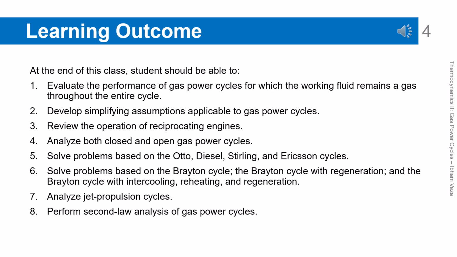Learning outcome. The learning outcomes emphasize the ability to analyze and evaluate various gas power cycles. Students are expected to apply simplifying assumptions to model real systems. Understanding reciprocating engines and gas turbines is an important part of these outcomes. Several ideal cycles, such as Otto, Diesel, Brayton, Stirling, and Ericsson, will be analyzed.